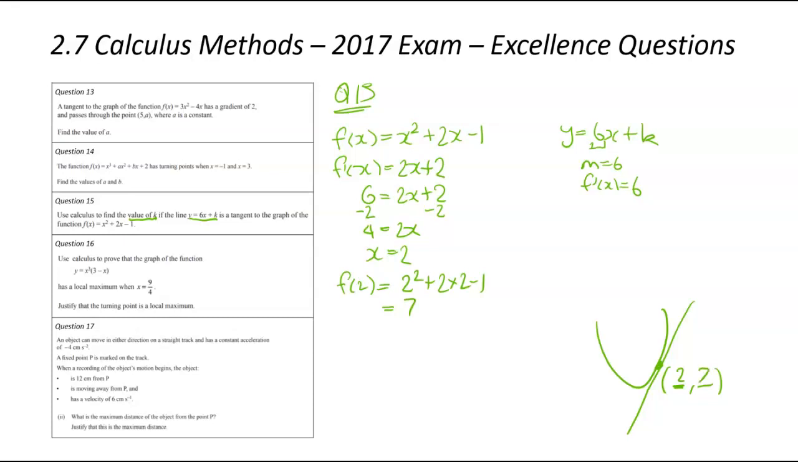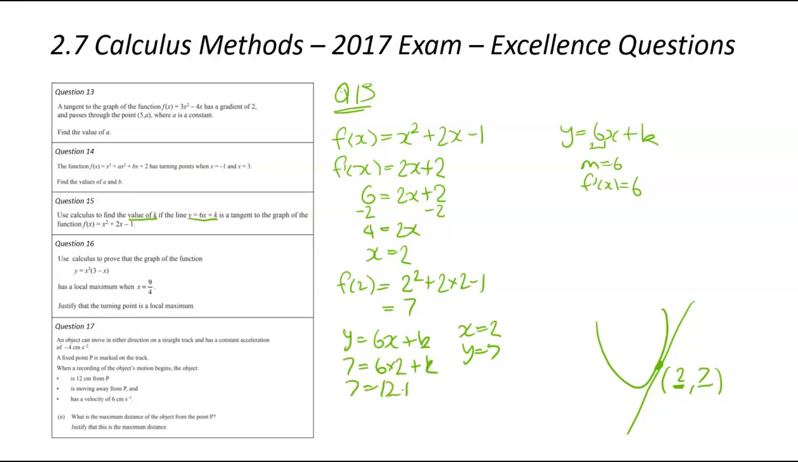So that gives us the other value for our coordinate, 7. So with respect to our tangent, y is equal to 6x plus k. We now know that x is equal to 2 and y is equal to 7. We're going to substitute that in. So 7 is going to be equal to 6 times 2 plus k.